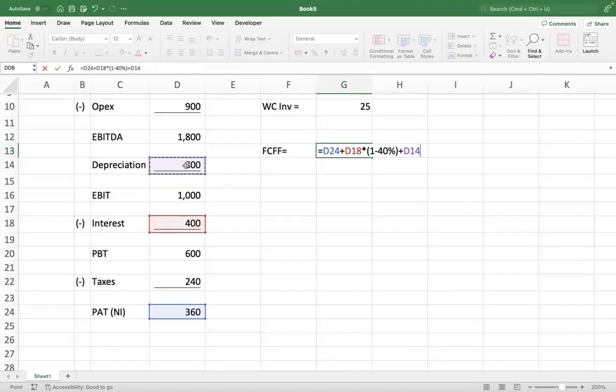Why did we add back the interest? Because FCFF is an unlevered cash flow. Unlevered basically means the firm has not got, we are nullifying the impact of leverage of the firm. Leverage means there is borrowing. So we are nullifying the impact of leverage.